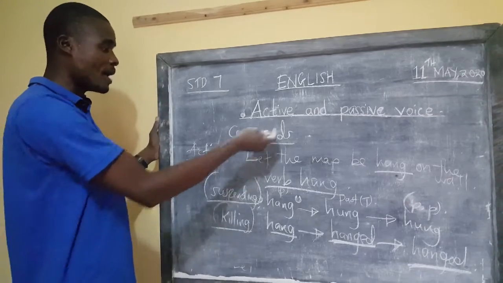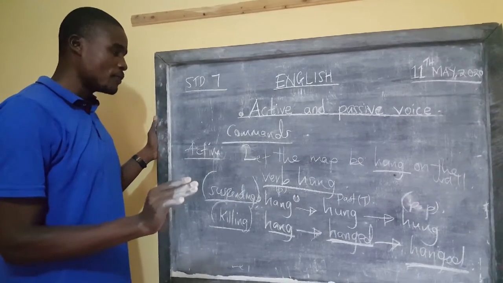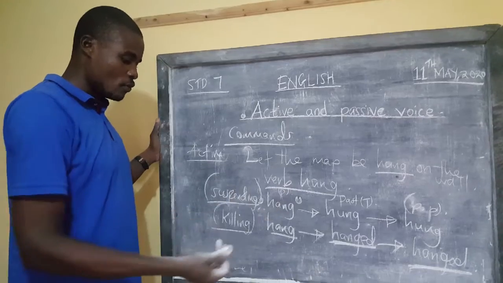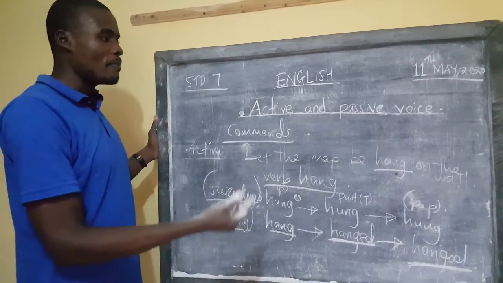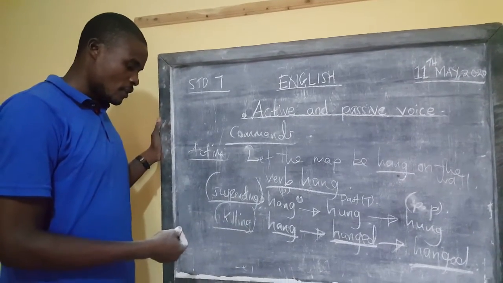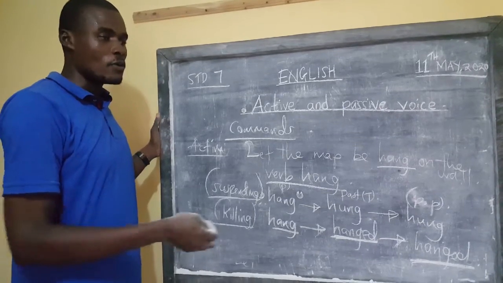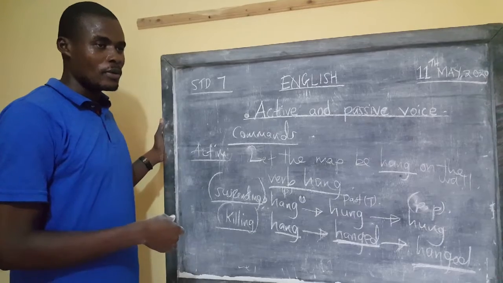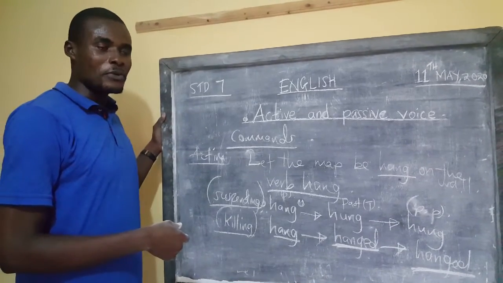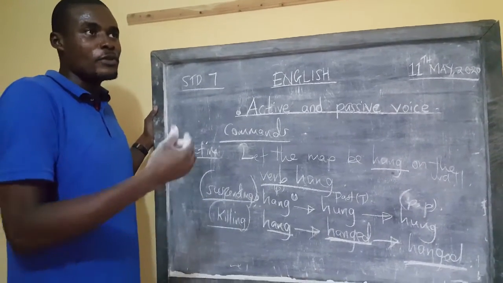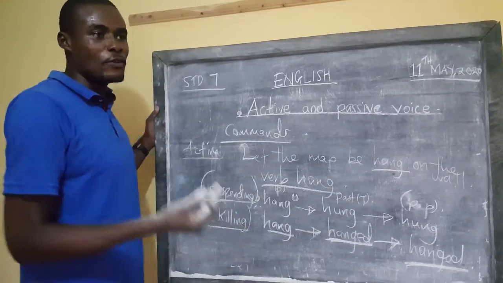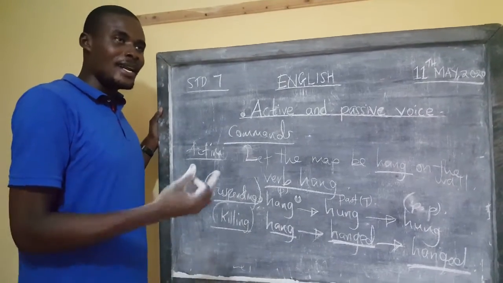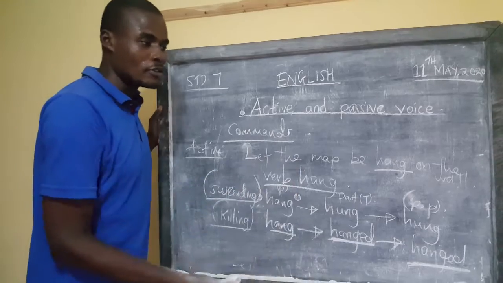So when I talk about commands, they become different. When somebody is commanded to do something, we say let. Let the map be hung on the wall. The first part of it was, hang the map on the wall. Remove the plates from the table. That's an example I've given you. Maybe you've been told several times by mother or father to do that. So we say, let the plates be removed from what? From the table.